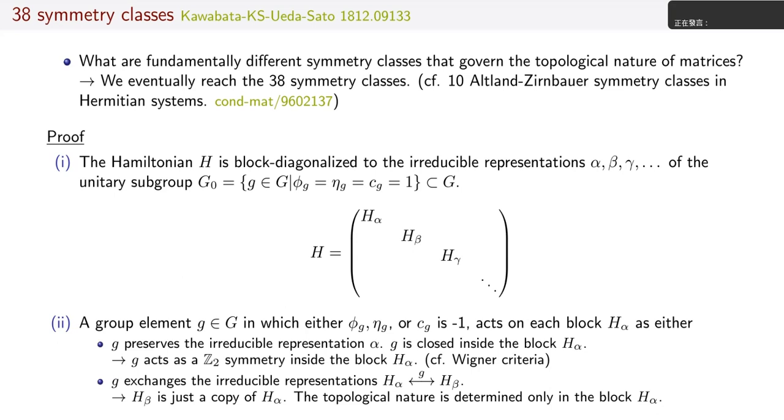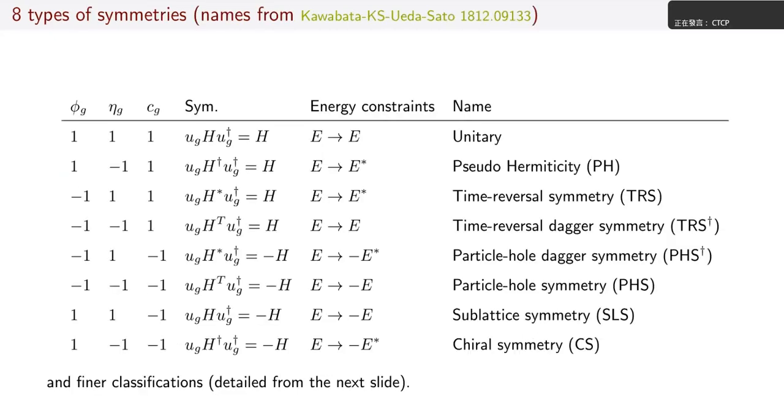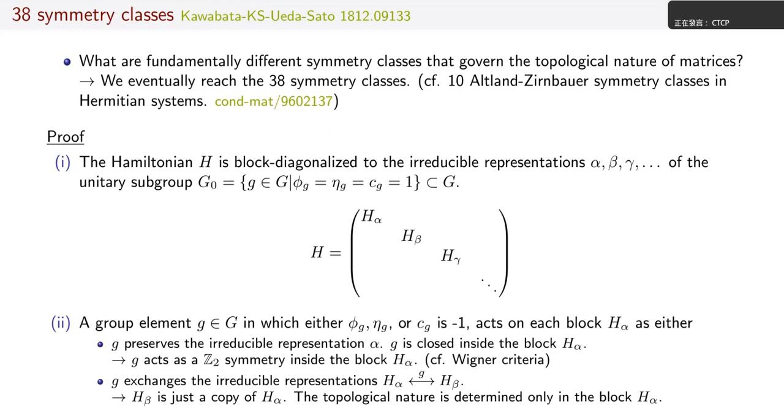So let me show our logic. The first step is that the Hamiltonian has a unitary symmetry, so the Hamiltonian commutes with some unitary matrix of the group element. Then, as a matter of mathematical fact, if there is such a symmetry, the Hamiltonian is block diagonalized with respect to the irreducible representations of such a unitary symmetry. Okay.